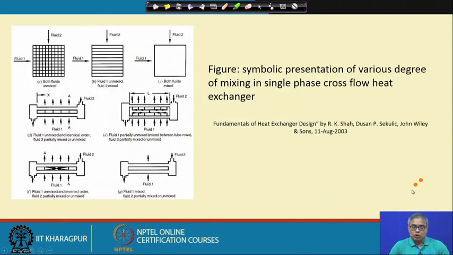Okay. So, here symbolically we represent different cases and different types of non-uniformity. In the first case, left hand side top, we have shown that both the fluids are unmixed. In a cross flow heat exchanger there are two fluids and both are unmixed. In the second case, symbolically we have shown that one fluid is mixed and another fluid is unmixed, and in the third case both the fluids are mixed. So, there are different heat exchanger constructions.